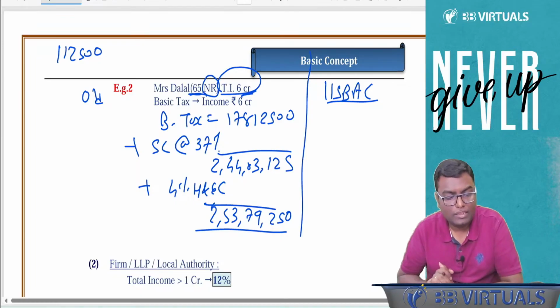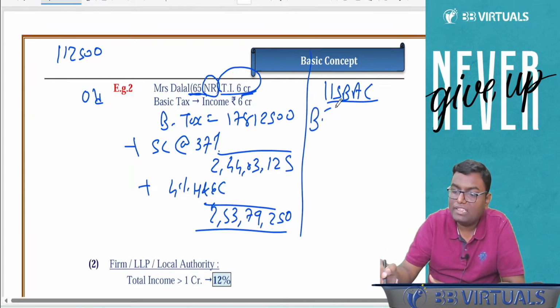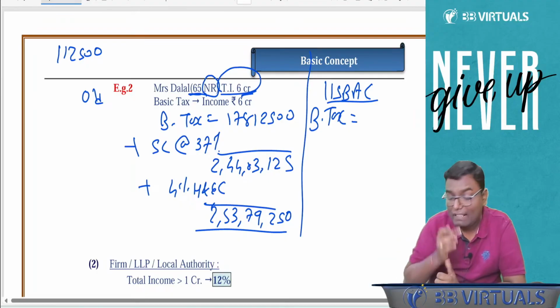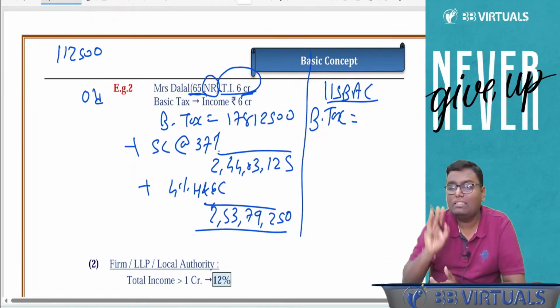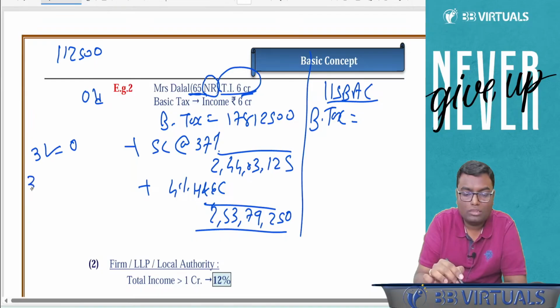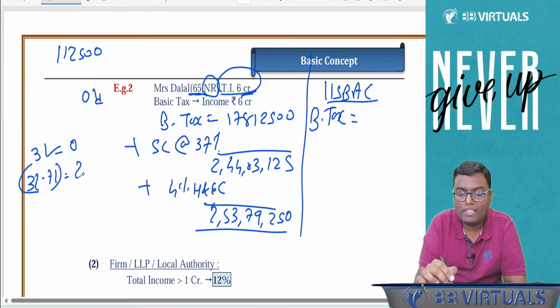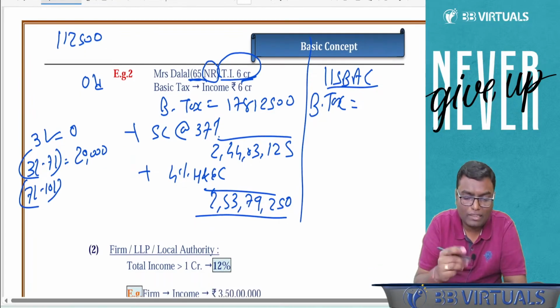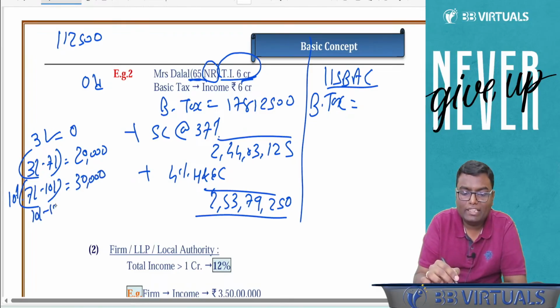If the same person is following 115 BAC, first of all, what will change? Basic tax. Now, can I say in 115 BAC for each and every person, 3 lakh rupees is the limit? Up to 3 lakh it will be 0. 3 lakh to 7 lakh it will be 5%. 4 lakh into 5% comes to 20,000. 7 lakh till 10 lakh it is 10%, so that comes to 30,000. 10 lakh till 12 lakh it is 15%, so again that comes to 30,000. 12 lakh to 15 lakh it is 20%, so it comes to 60,000.